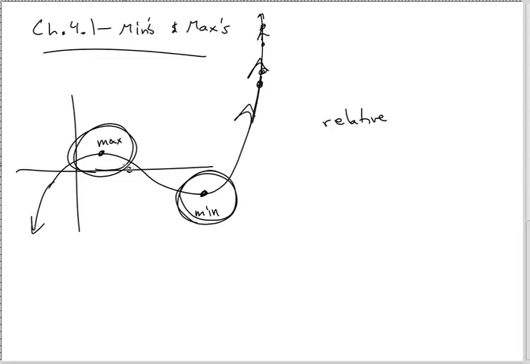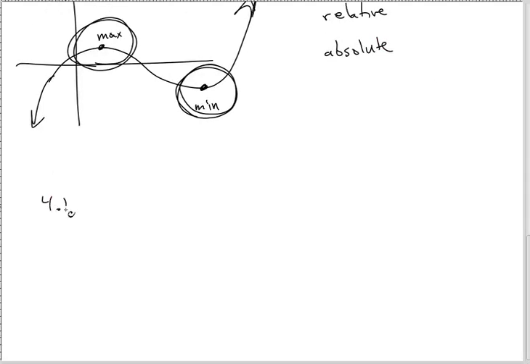This is just the top of a hill and the bottom of a valley. That's it. It's not the top of Mount Everest, and it's not the bottom of the Pacific Ocean. Those would be called absolute mins and maxes.